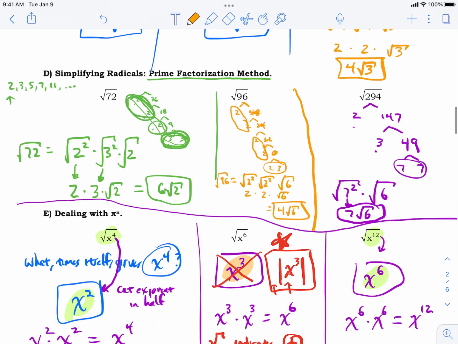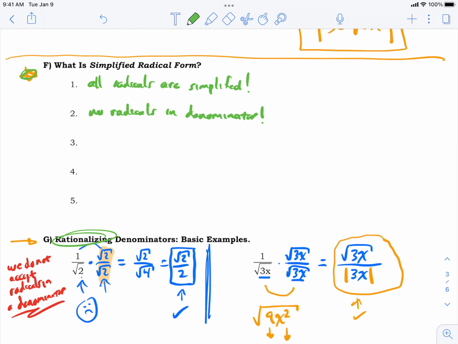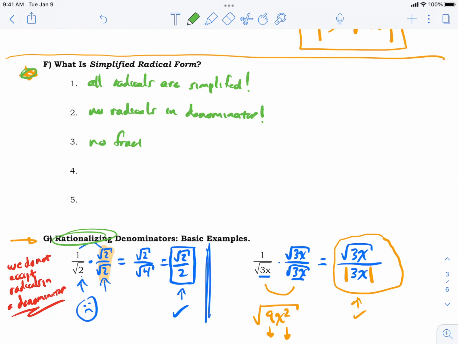That's very important. I suppose I should have talked about this part that I said I was going to talk about. What do I mean by simplified radical form? 5 things. All radicals are simplified. No radicals in the denominator. If you have a radical in the denominator, you have to fix it. That was called rationalizing the denominator. No fractions inside of radicals.